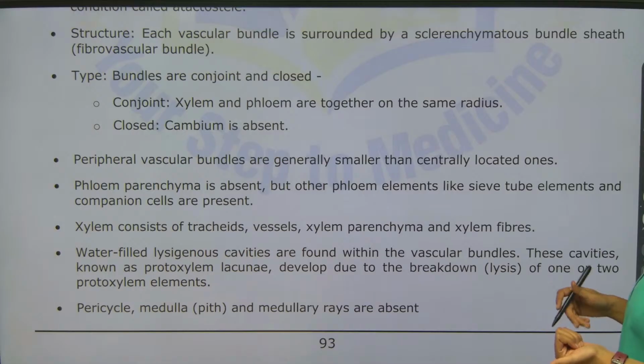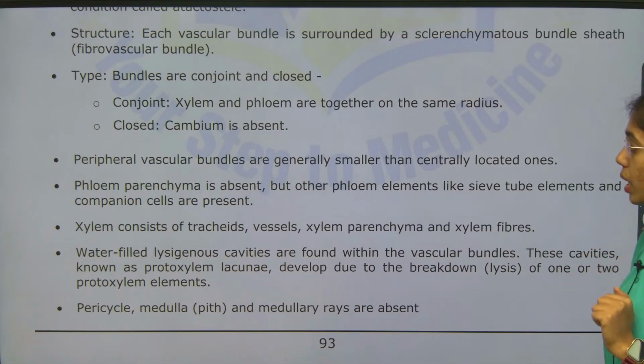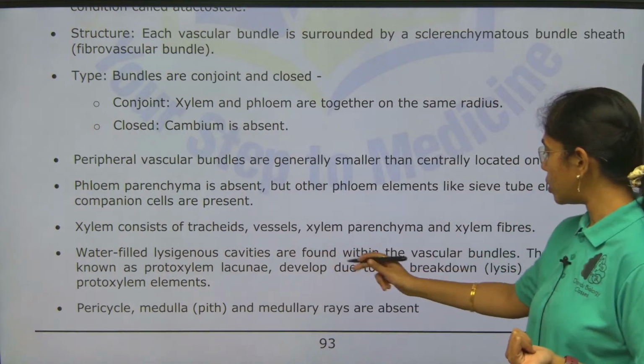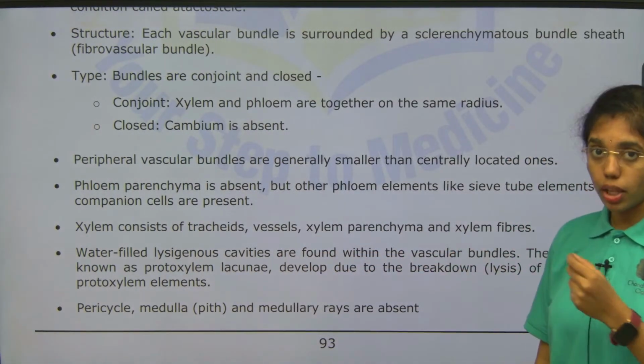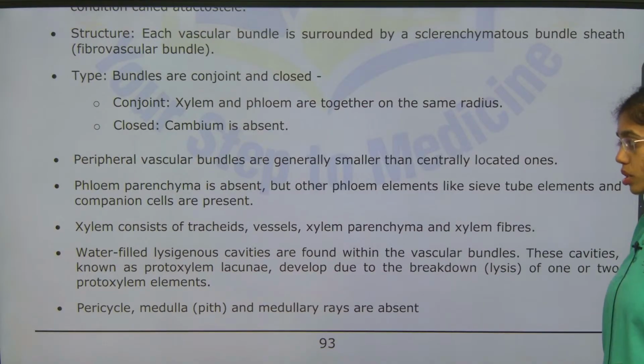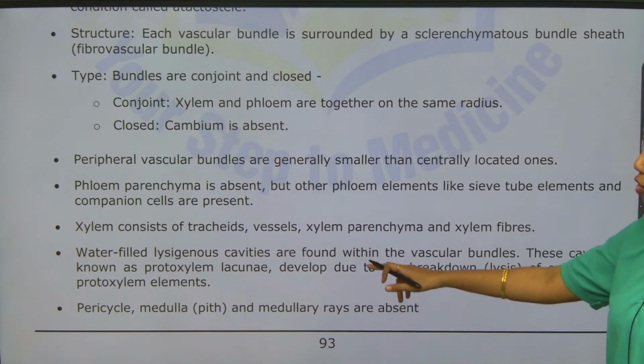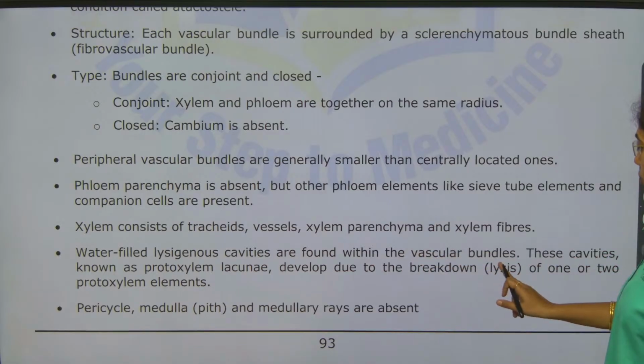Phloem parenchyma is absent. Sieve tube elements and companion cells are present in the phloem. Xylem consists of tracheids, vessels, xylem fibers and xylem parenchyma. All the tissues of xylem are present in the monocot stem. Water filled lysigenous cavities are found within the vascular bundles.